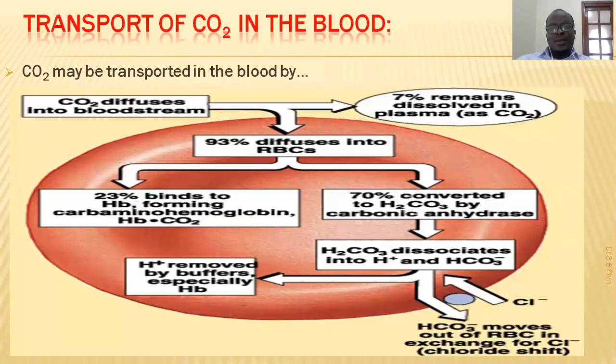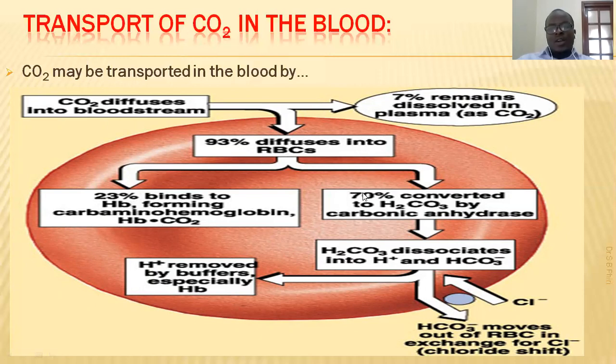This diagram is just summarizing the steps that I've just explained when talking of transportation of carbon dioxide. So you can see carbon dioxide diffusing into the red blood cell. Then you have the 7% that remains within plasma. So you have dissolved carbon dioxide in plasma, transported as such, 7%. Then you have the 93% of carbon dioxide that is diffusing into the red blood cells. Once it gets into the red blood cell, the 23% of these is binding with hemoglobin, forming carbaminohemoglobin.